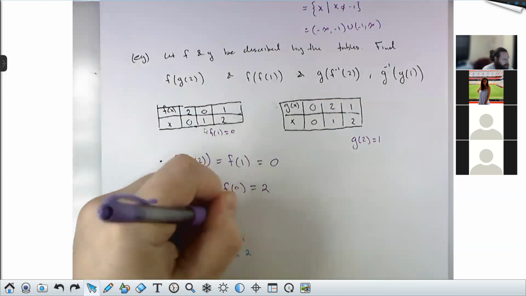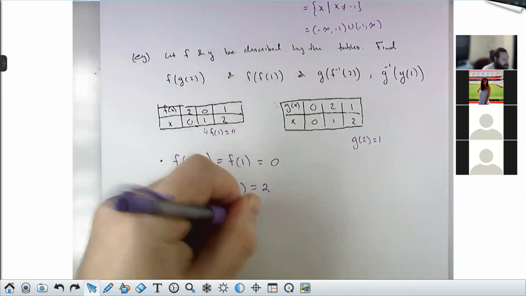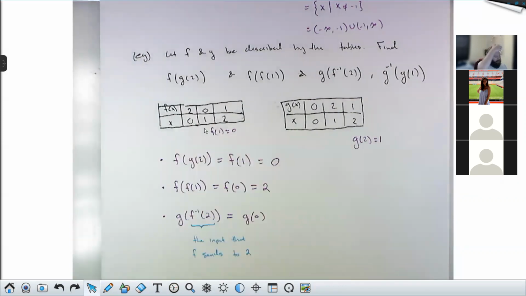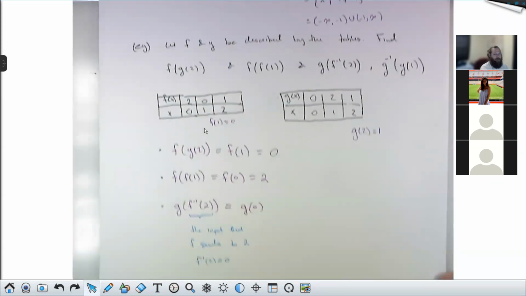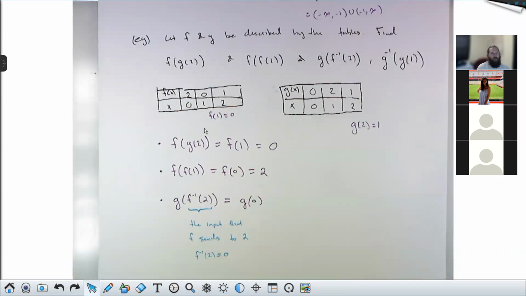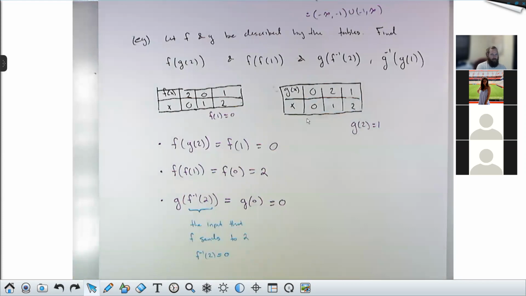So working from the inside out, g of f inverse of 2 is the same as g of 0, because f inverse of 2 is 0. And then g of 0, if I look on the table for g of 0, if I come down here to the x column, when x is 0, g of x is also 0. So g of f inverse of 2, that's 0.